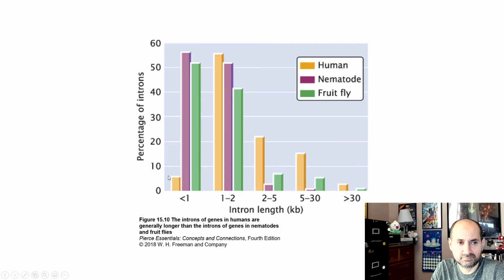Here you can see what we were talking about, humans shown in yellow. This is the length of our introns. So you can see that our introns tend to be longer than other organisms like the roundworm, the nematode, or the fruit fly. Fruit flies and nematodes have a lot of very short introns. They outnumber us in short introns, but we outnumber them with long introns.